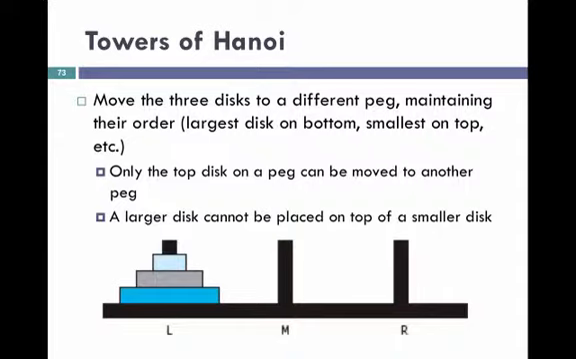And the rules are that only the top disk on a peg can be moved to another peg. So we can't reach onto a peg and take two at a time. And a larger disk cannot be placed on top of a smaller disk.